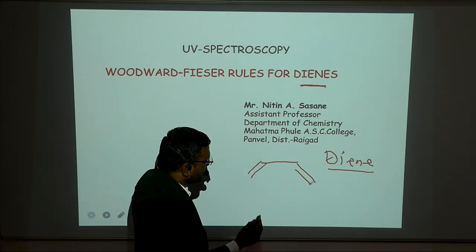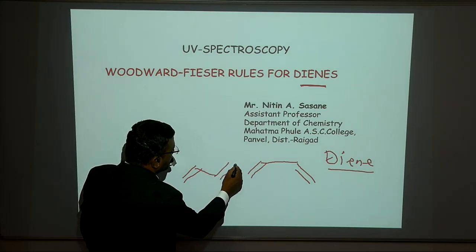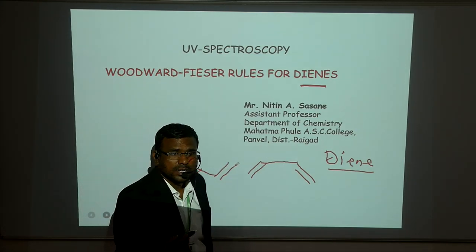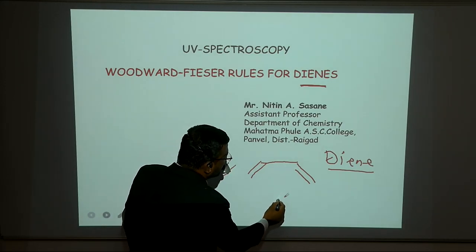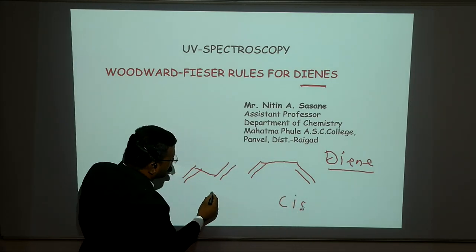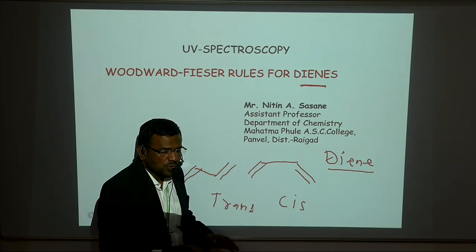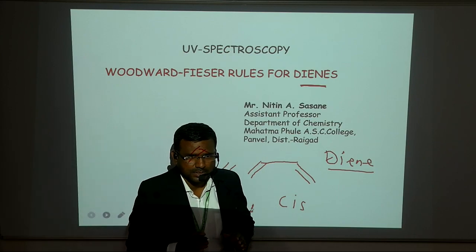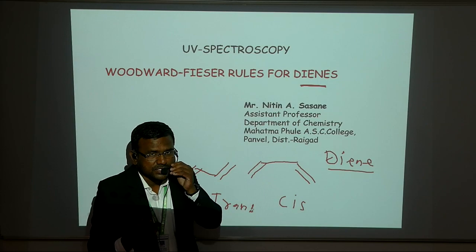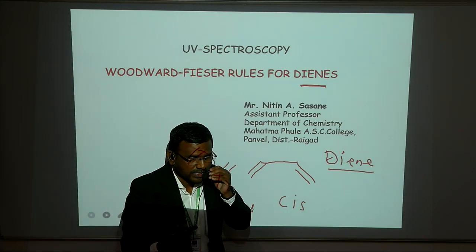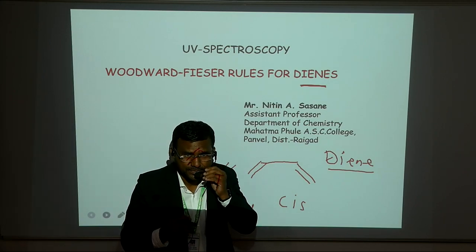Now I will write one more structure. This is one double bond, and this is in conjugation with another double bond. It is also a diene system. But the difference is that one is a cis diene and another one is a trans diene. Okay. So please note this important concept. What is a cis diene and what is a trans diene? A cis diene is also called cisoid, and a trans diene is also called transoid.